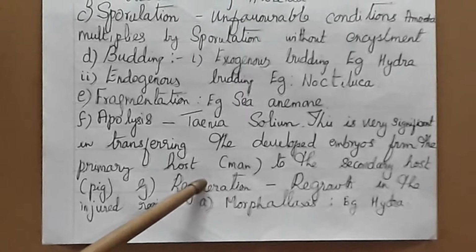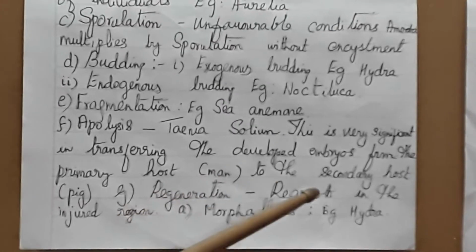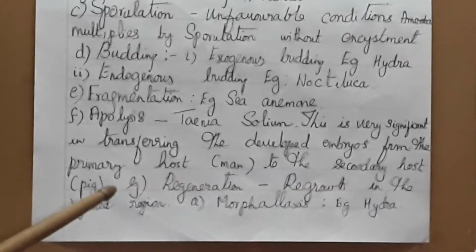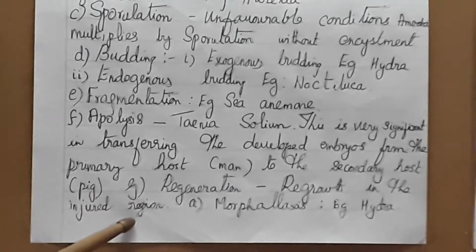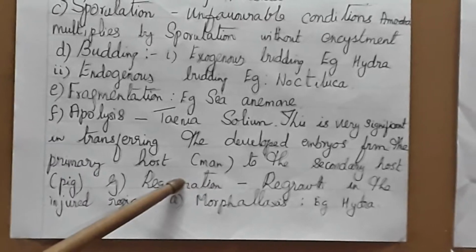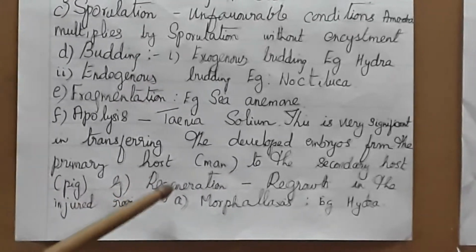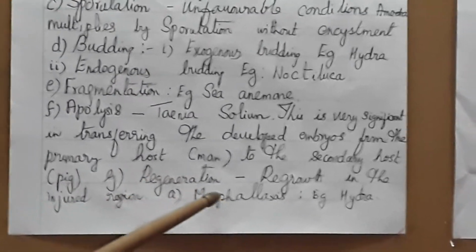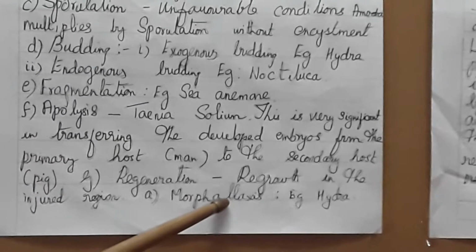Regeneration. Regeneration is regrowing the injured regions; regrowing the lost parts is regeneration. There are two types under regeneration: morphallaxis and epimorphosis.